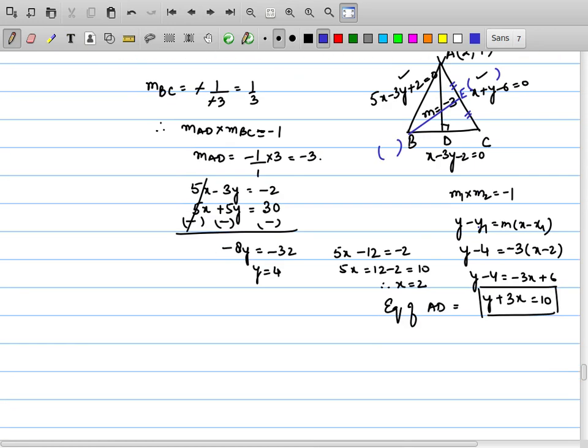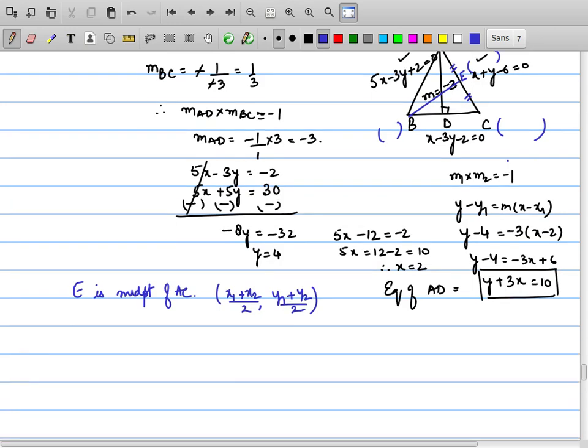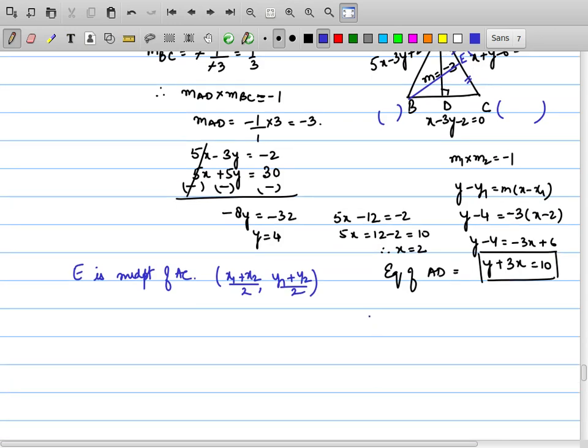E is midpoint of AC, and for midpoint of AC we'll use x1 plus x2 by 2 and y1 plus y2 by 2. Therefore we need the coordinates of C also. Therefore we have to now in this case solve all the vertices. So for B, what we'll do?